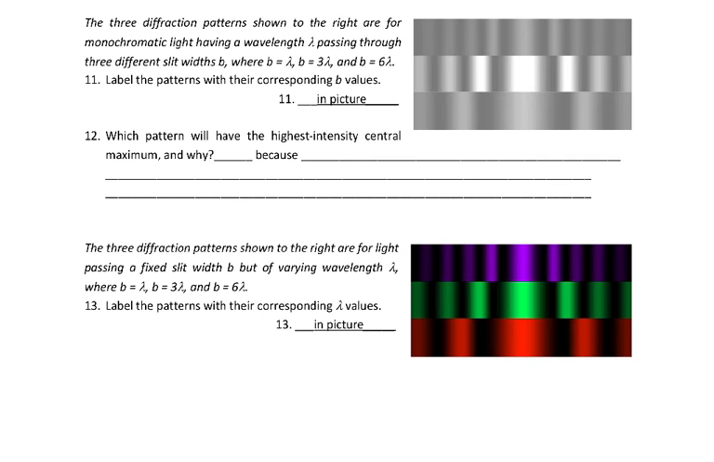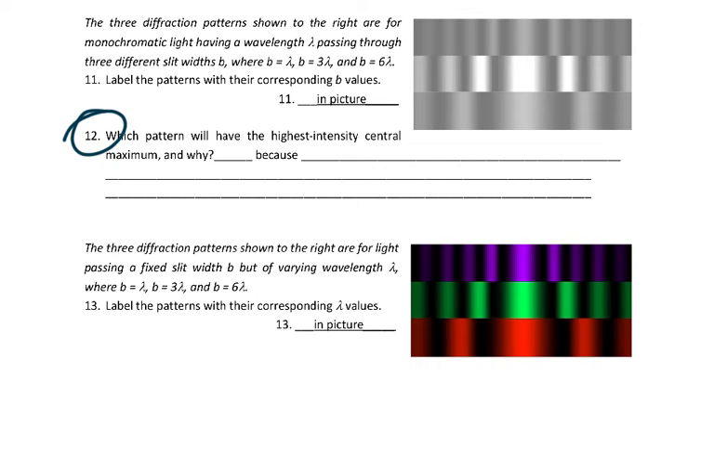And then finally, this also applies to number 12, where it says, which pattern will have the highest intensity central maximum? My original thought is that they would all have the same intensity central maxima, and that's actually not true, because the question says that the 3 different slits are b equals lambda, b equals 3 lambda, and b equals 6 lambda. So again, we have theta equals lambda over b, so as b increases, the angle is going to decrease.